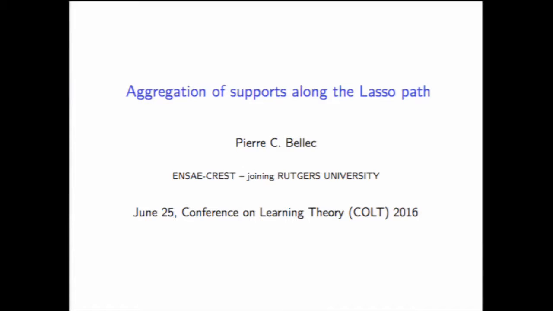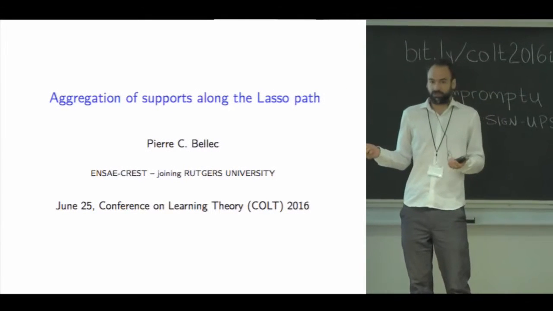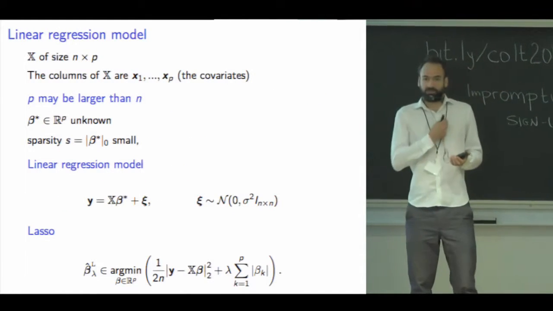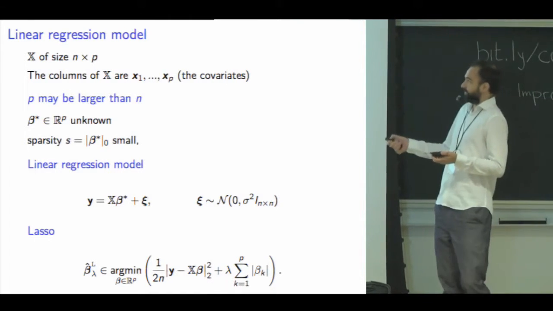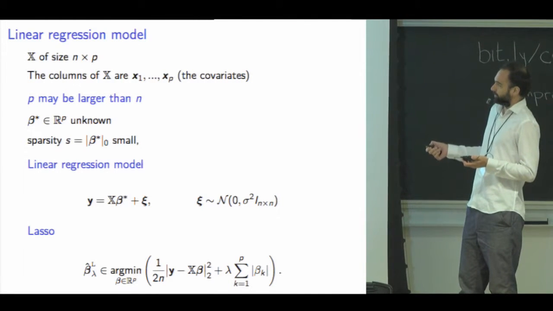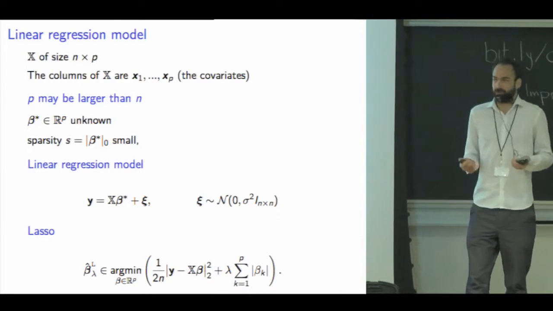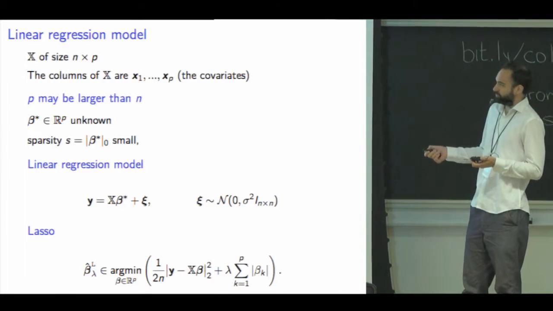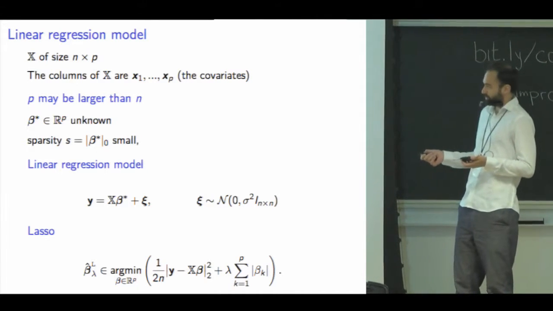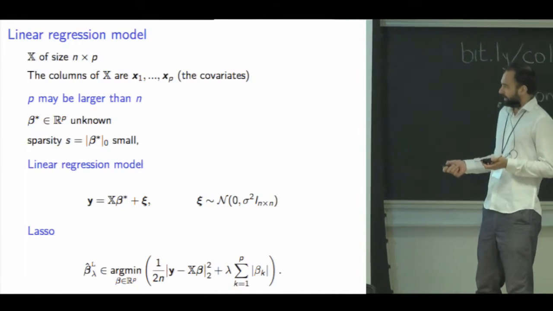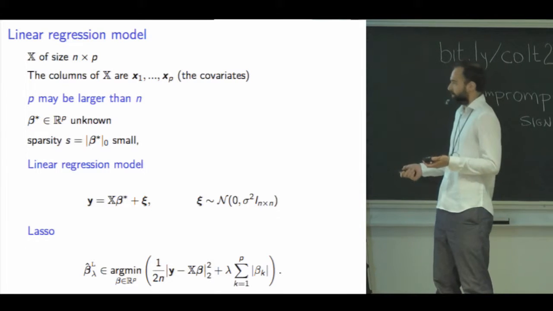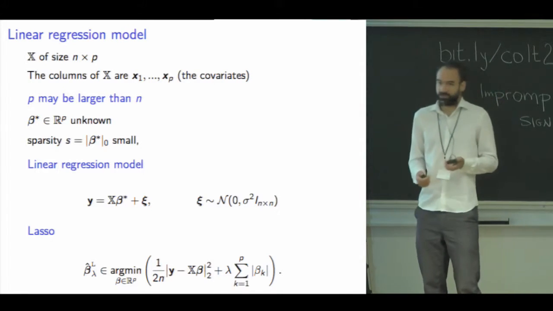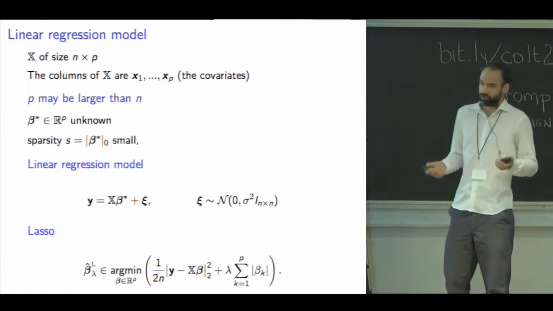Hi everyone. I'm going to talk about sparse linear regression and the Lasso and the regularization path of the Lasso. So I'm considering the classical sparse linear regression setting. I've got a design matrix with the columns that I may call the covariates. There is a ground truth beta star, which is unknown, and which is hopefully sparse. And I consider this model. I observe a vector y in R^n, and my goal will be to recover X beta star. And I put some Gaussian noise.